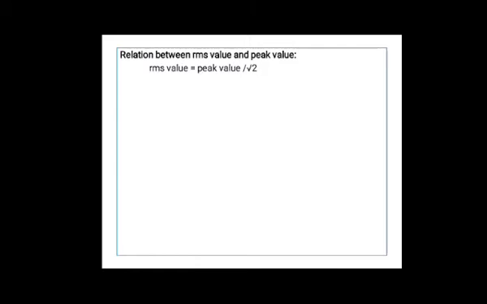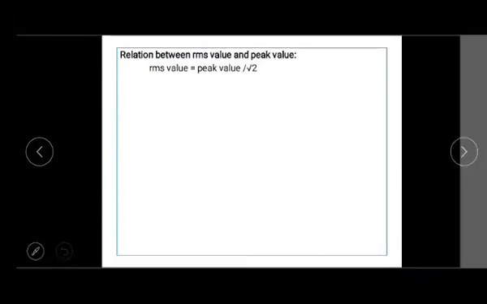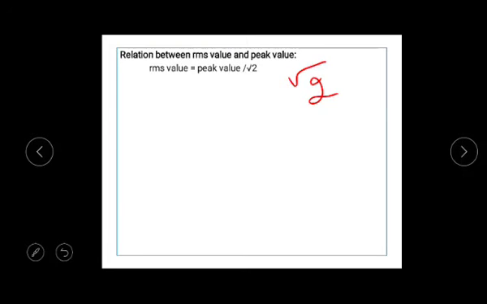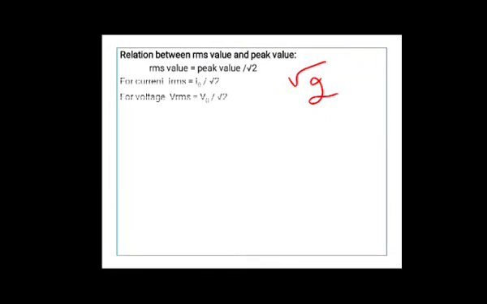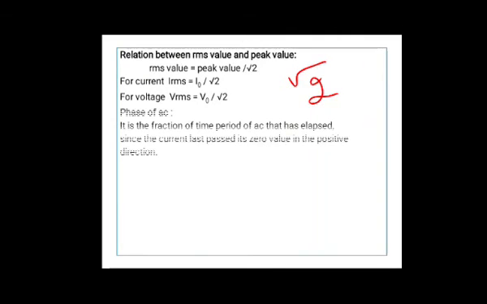Now let us see the relation between RMS value and peak value. In general you can write RMS value is equal to peak value divided by root 2. This is root 2. Then if you write it for current, I_RMS = I₀/√2, and for voltage it is V_RMS = V₀/√2. So all these you can expect for 1 mark. Write the relation between RMS value and peak value, or write the relation between mean value and peak value, or any definition can be asked, so practice it.